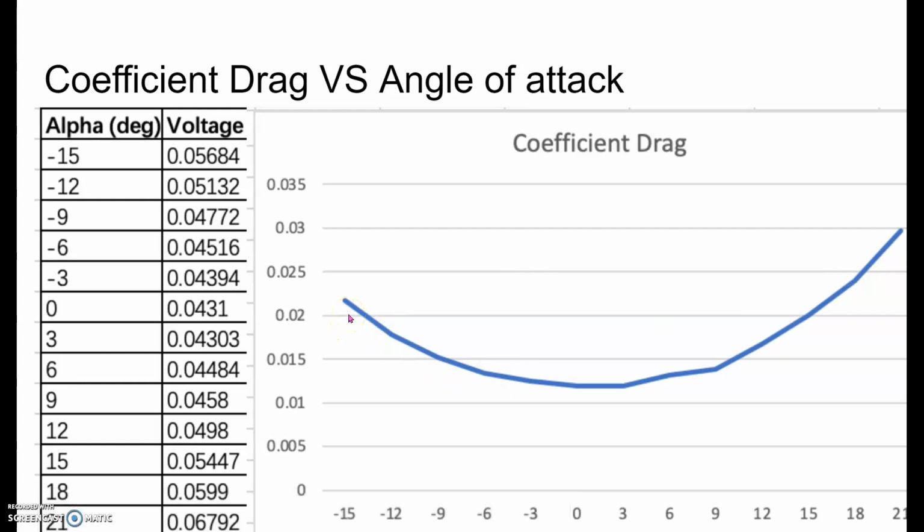Here, with the angle of attack at -15, since there is no lift produced, this should be parasite drag here, and as the angle of attack increases, there's lift getting produced, and so does the induced drag.